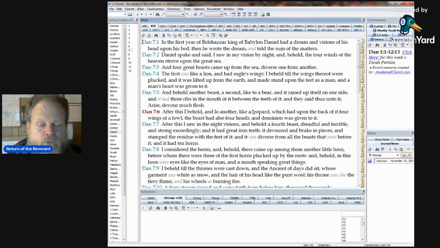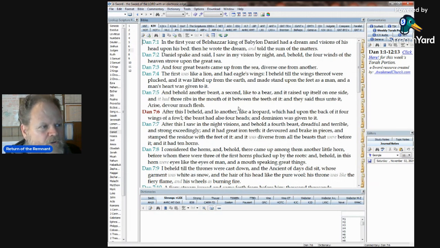And remember, as you're reading this, this has a lot to do with Revelation 13, basically 1 through 3, 1 through 4. The first was like a lion and had eagle's wings. It beheld till the wings thereof were plucked, and it was lifted up from the earth and made stand upon the feet as a man, and a man's heart was given to it.